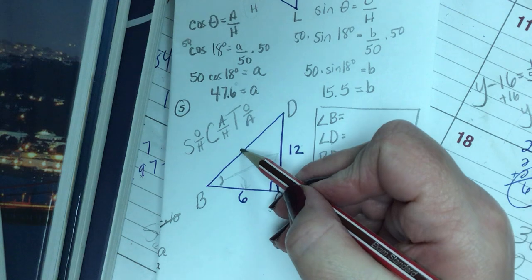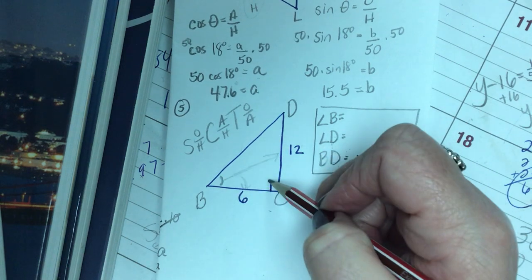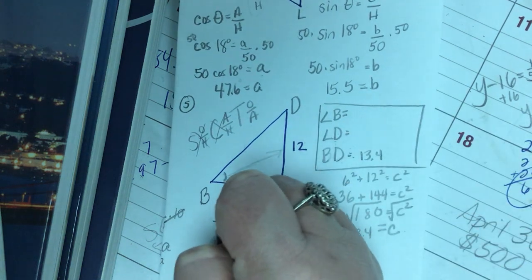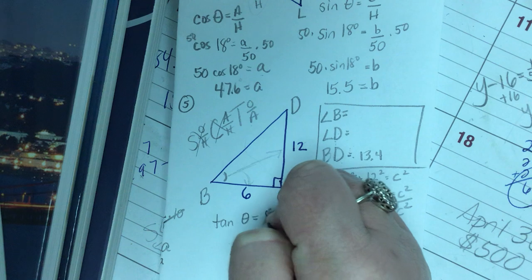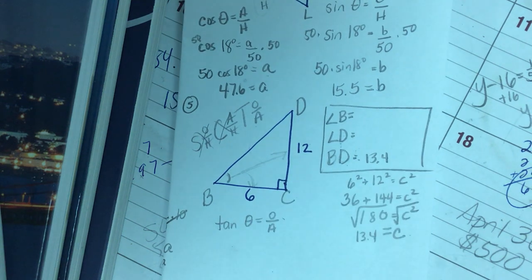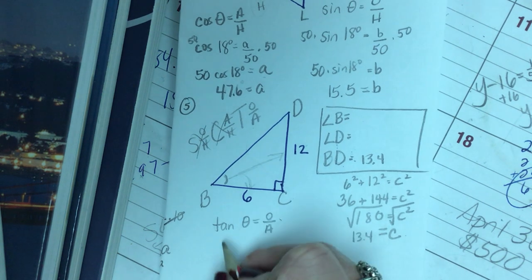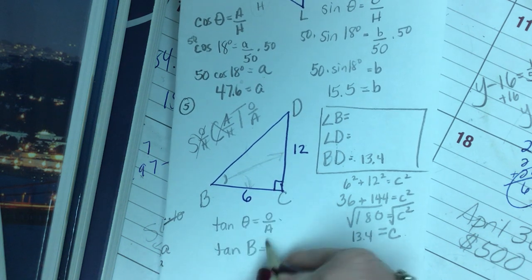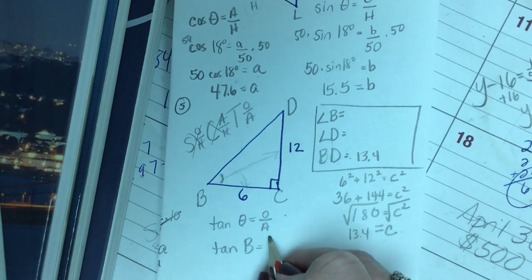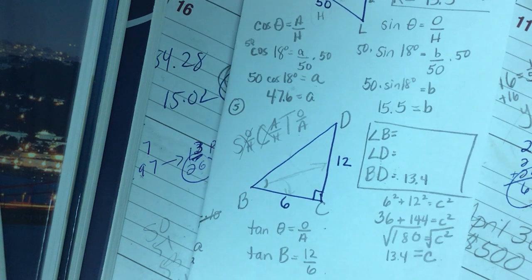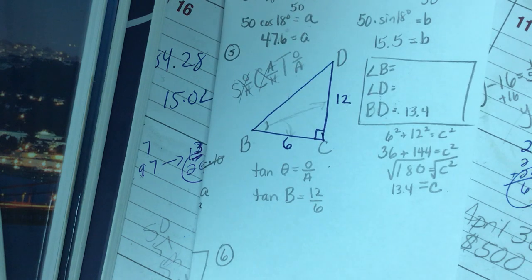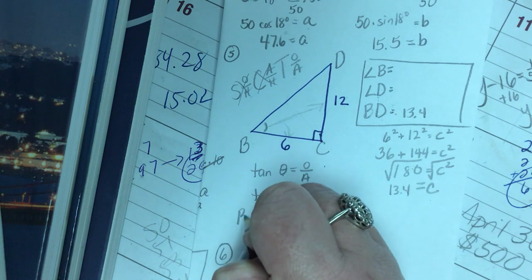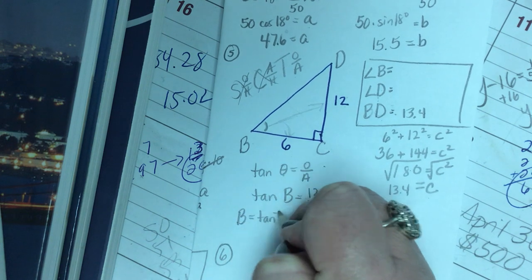Well, do I know the hypotenuse? No, this is the hypotenuse. So it can't be either of these. It has to be TOA. So the tangent of theta equals opposite over adjacent. Tangent of angle B equals opposite over adjacent. You could go ahead and reduce that to 2 also if you wanted to, and I will when I put it into my inverse.